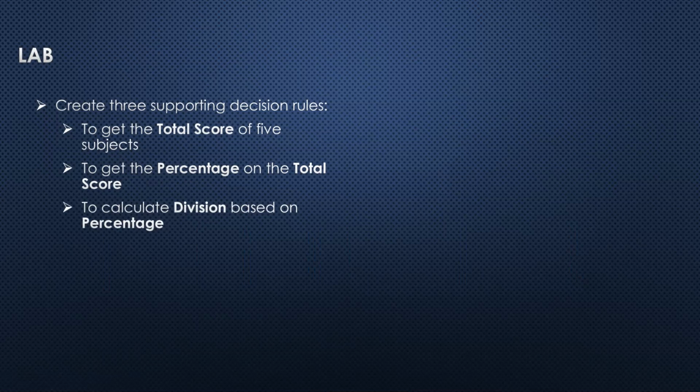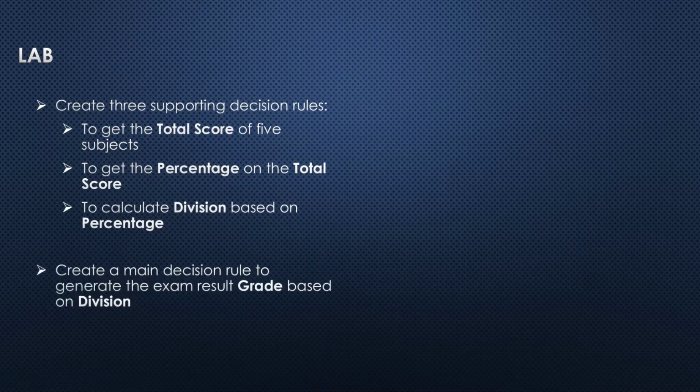There are 3 supporting decision rules which we are going to create based on different decision types. Then finally we will create a main decision rule which will generate the exam result grade based on the division. So there are 4 decision rules which we are going to create, of which one will be treated as a main decision and 3 as supporting decisions.